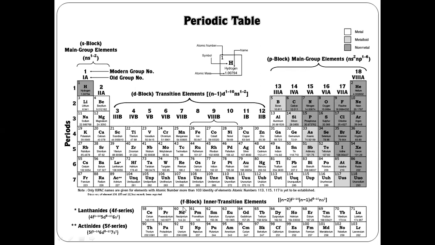How we have classified them is, again, based on electronic configuration. When we write the electronic configuration of an element, it depends on which subshell the last electron goes into. If the last electron goes to the S subshell, we call it an S block element. If it goes to the P subshell, a P block element. If it goes to the D subshell, a D block element. And if it goes to the F subshell, an F block element. That is how the classification is done.